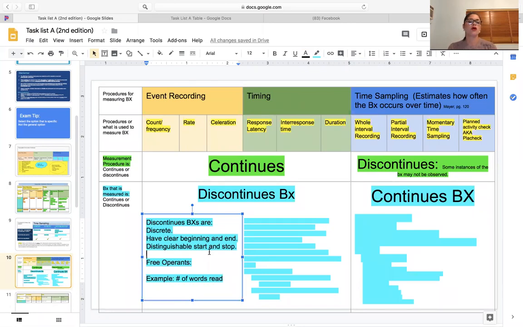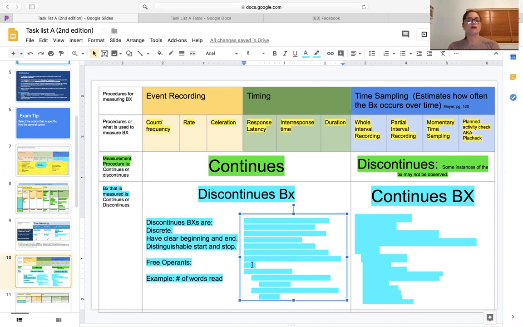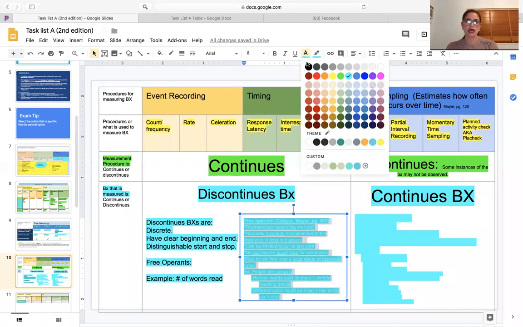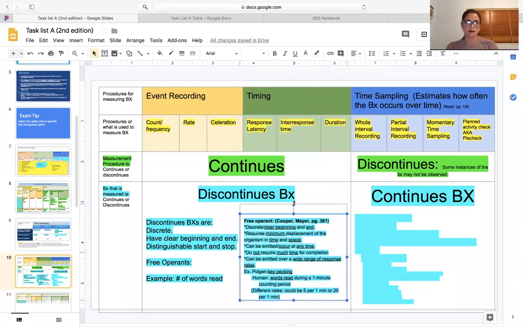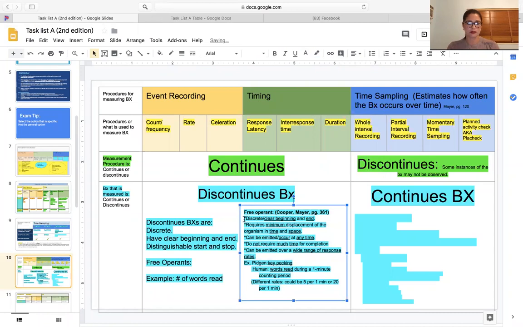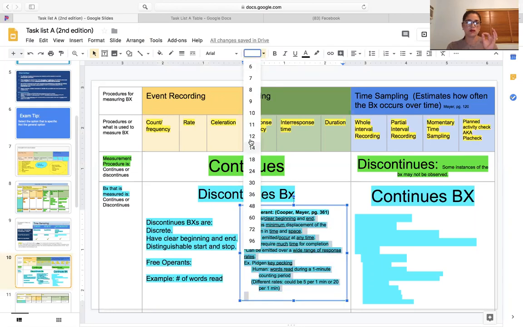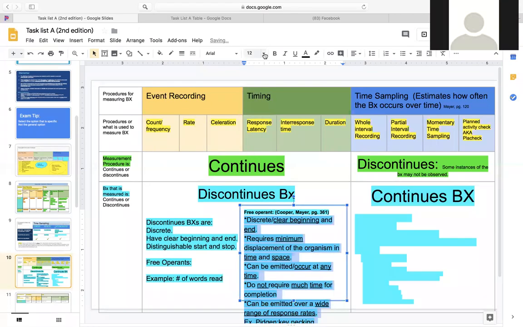I'm going to ask you now so you can say it in your own words. What do we mean by discontinuous behavior? A discrete stop and start. Yes, so it's a clear beginning and a clear end. Thank you. So here I put a definition for free operand. I got it from Cooper and Mayer, and then I broke it down in detail so we can see it better.